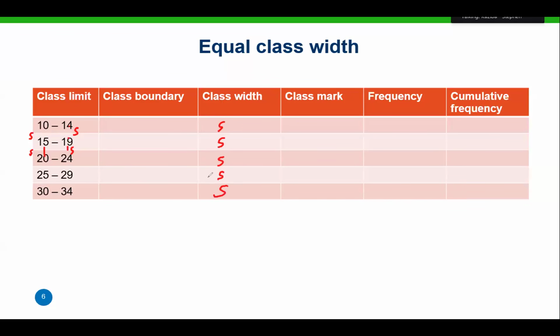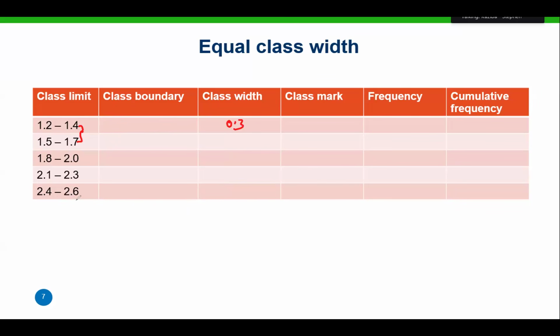The moment you find that the class width is the same, that is very okay for you. So what next? The class boundary can now be obtained. Here your class boundary will be 9.5 to 14.5. But also take note, you will meet a class of this nature. Please subtract 1.7 minus 1.5. What do you get? You get 0.3.